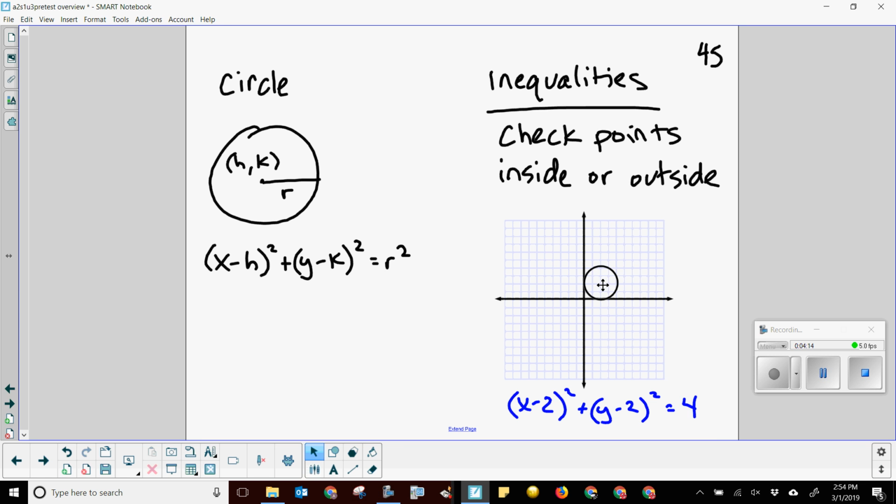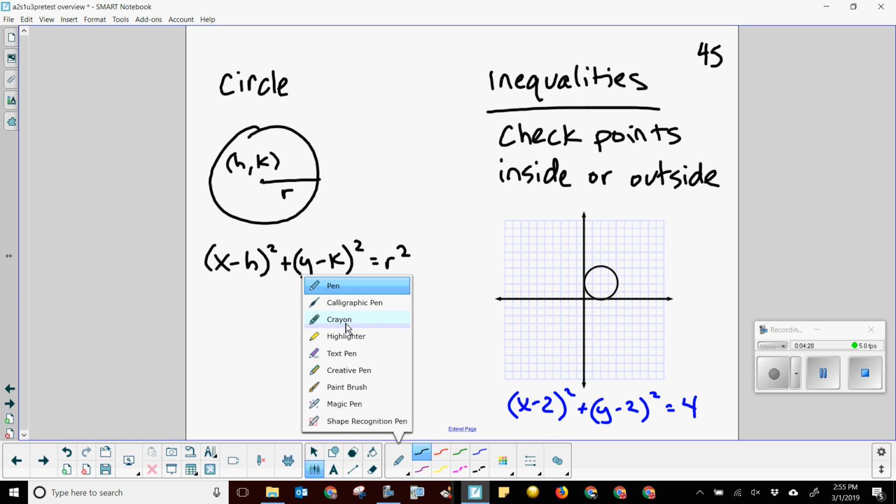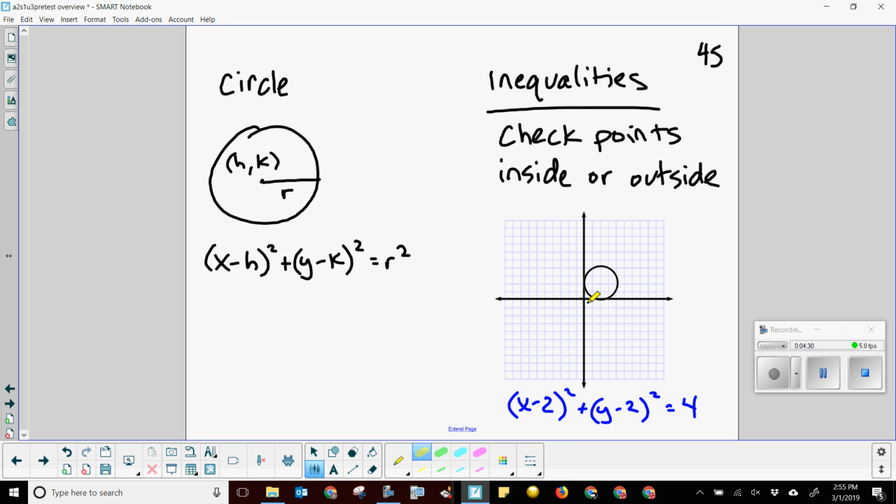So something like this, you see I have a radius of 2, and my center is at +2, +2. So h and k are both positives, even though it says minus right here. As far as shading, pick a point, either inside or outside. If the origin is outside, usually the origin is good.